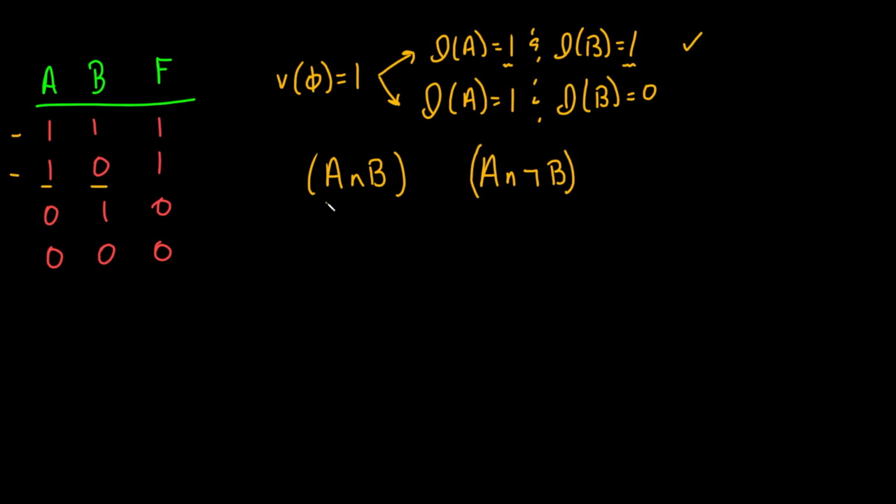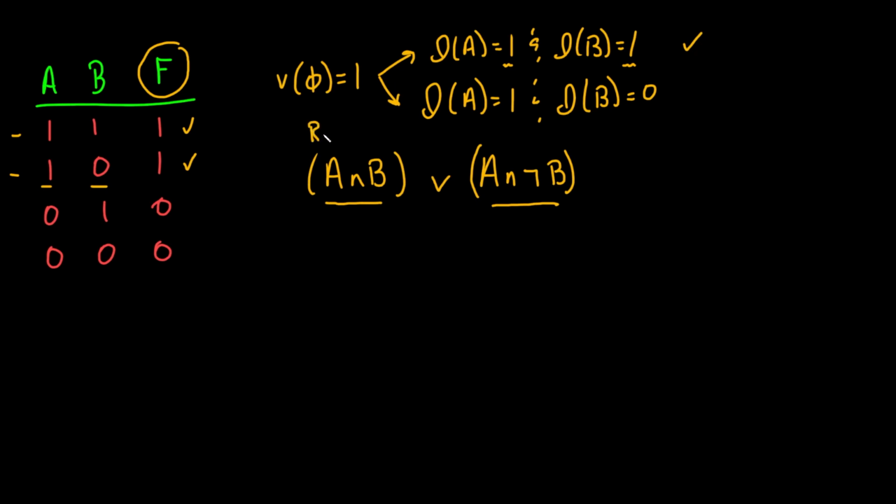Now, each one of these formulas is true just in one case. The first one is true just in the case where A and B are true, and the second one in the case where A is true and B is false. Now we can use these two formulas to express this function here, a function that outputs a value of true in two cases, by creating a disjunction of those two formulas.